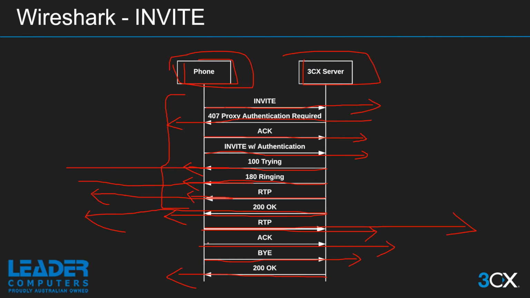They both were talking, and once it's done, there is a BYE message, which is basically the phone deciding to end the call, or the user deciding to end the call, and then the other side responds with the 200 OK. So that's pretty much what happens at the back end whenever a call is made.